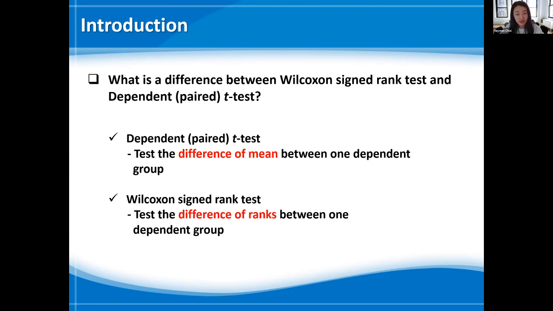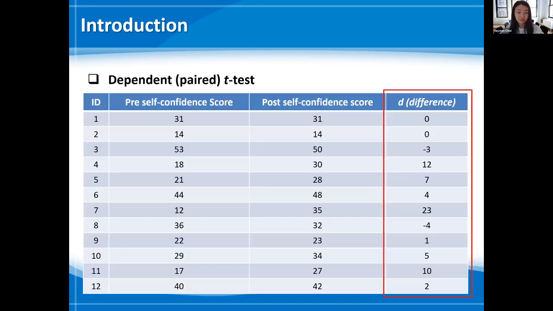The dependent t-test tests the difference of means between 1 dependent group, while the Wilcoxon signed rank test identifies the difference of ranks between 1 dependent group. And let's see an example together here. There are scores of pre-self-confidence and post-self-confidence. First, you should calculate the difference between pre-scores and post-scores. So for ID number 1, the pre-score was 31 and the post-score was also 31. So the difference is 0.